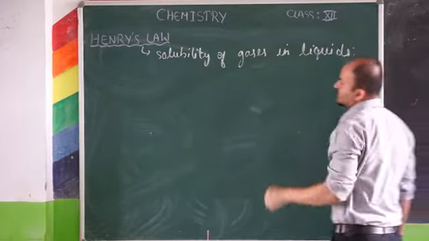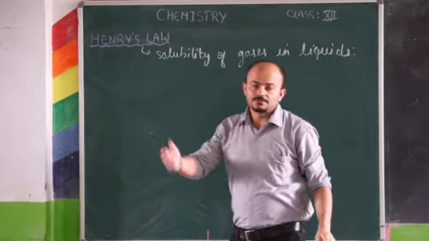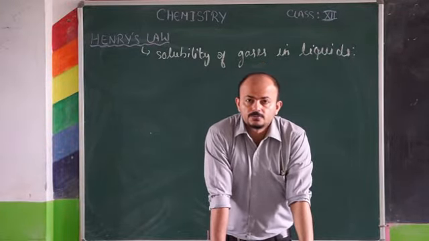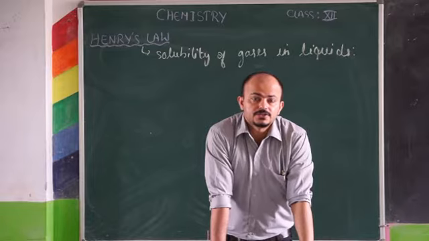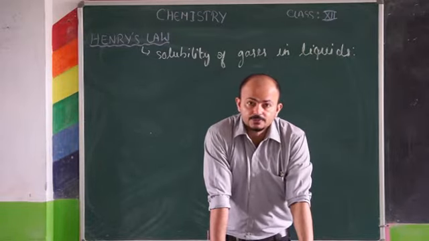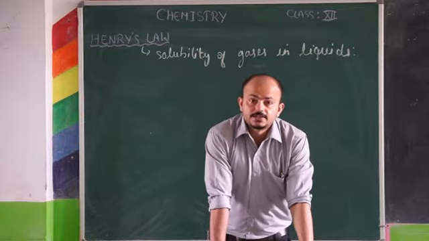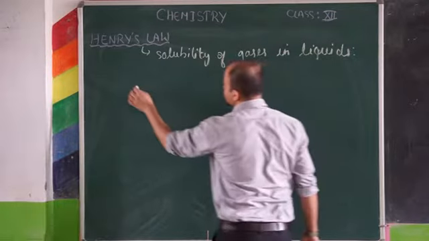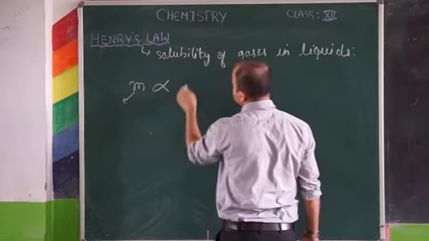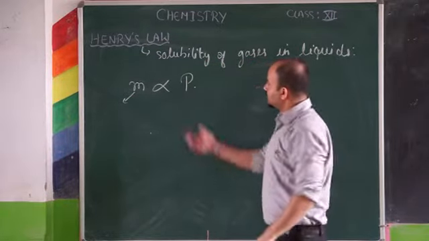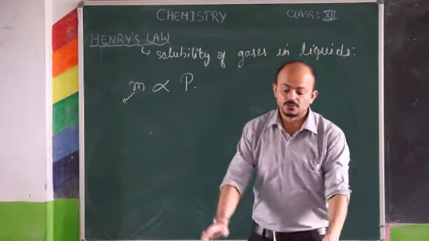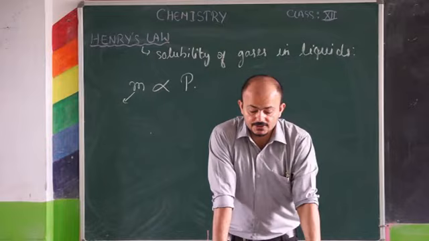This law tells us that the mass of gas dissolved per unit volume of the solvent is directly proportional to the pressure of the gas in equilibrium with the solution at a given temperature. So it means that the mass of the gas dissolved is directly proportional to the pressure of the gas in equilibrium with the solution at a given temperature.